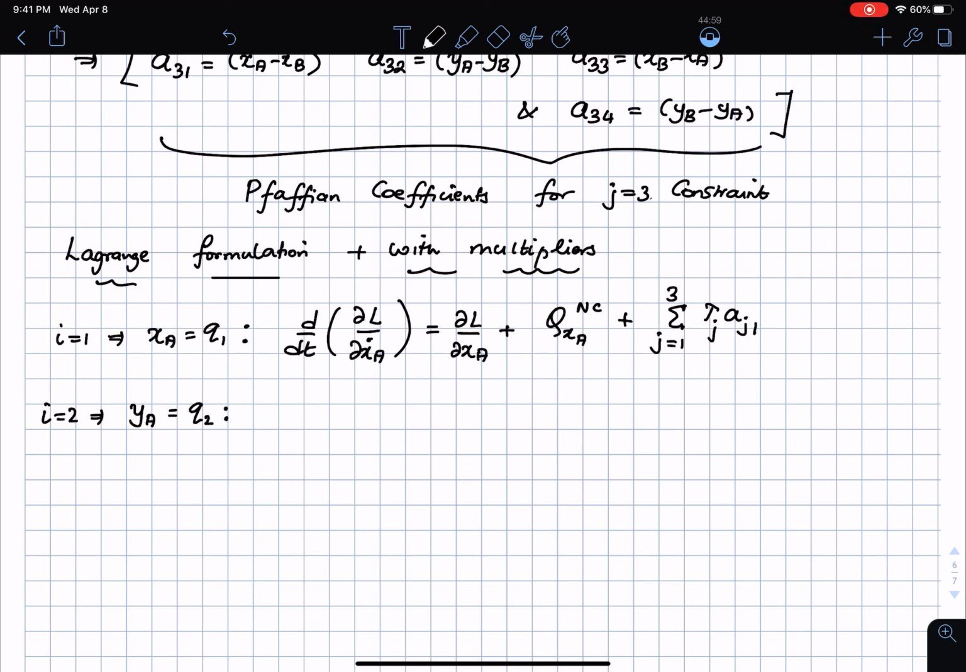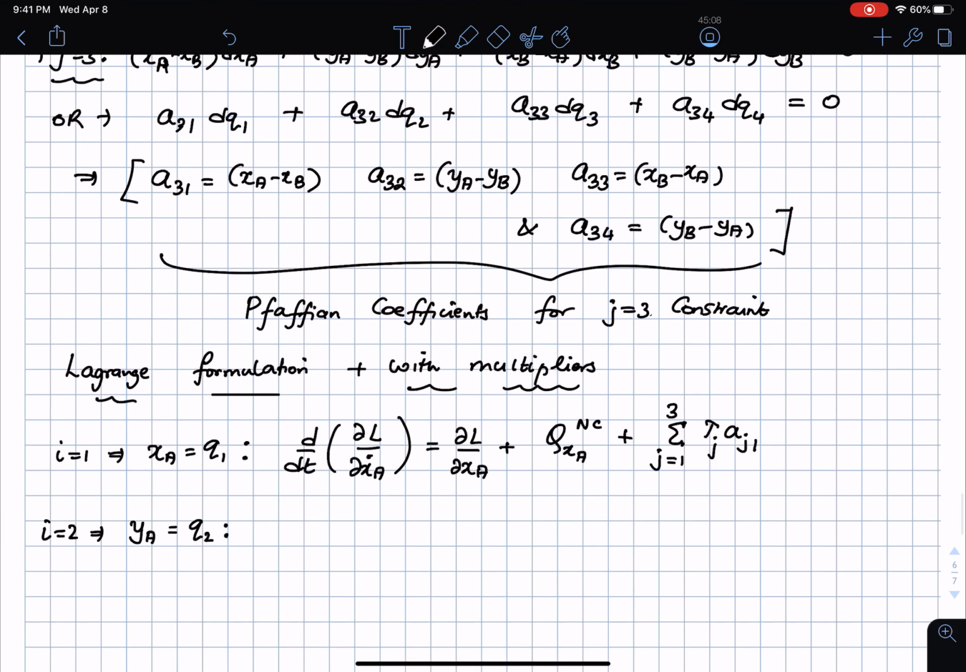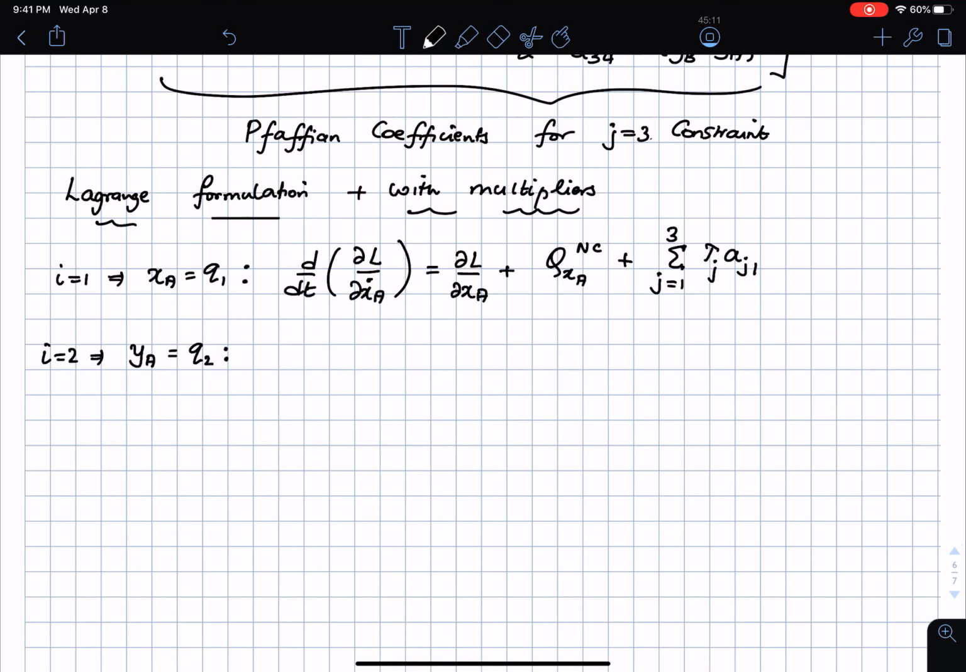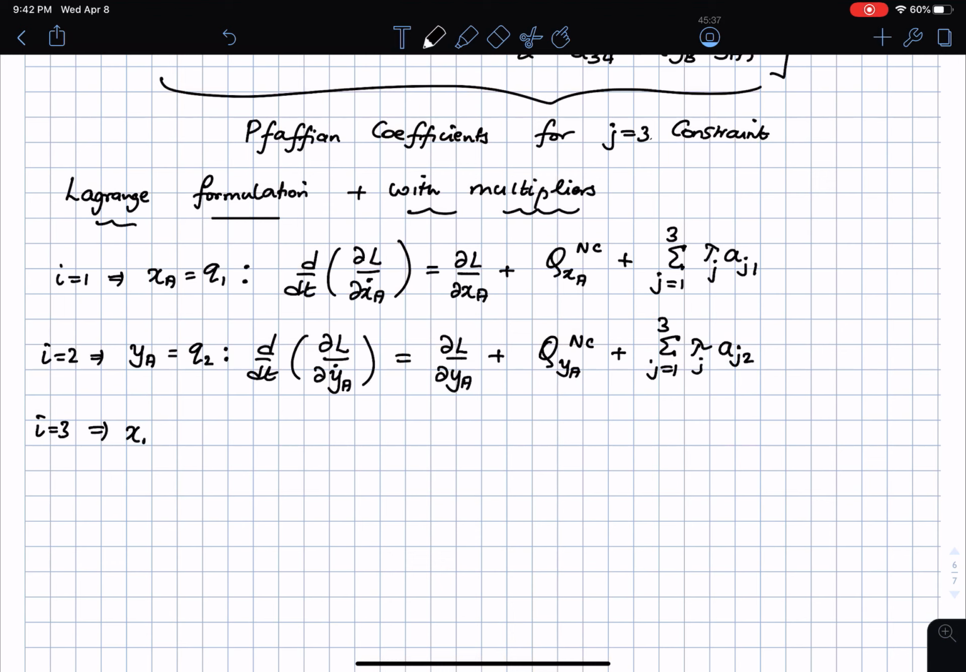It doesn't matter what you call q1, q2, q3 and q4. It makes no difference. I'm just using ya here because I used the same form to write the Pfaffian equations. I have xa, ya, xb, and yb. It's all the same thing. This is going to be d/dt of ∂L/∂ya-dot, equal to ∂L/∂ya plus Q_ya nc, plus the summation over j from 1 to 3 of lambda_j a_j2. Then i equal to 3 is xb, which is playing the role of q3.